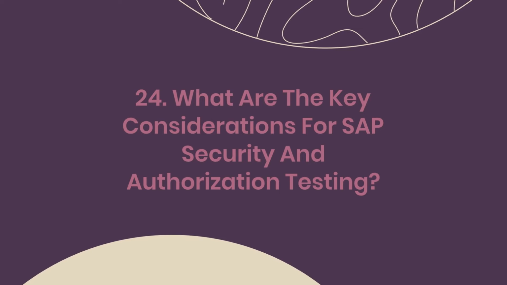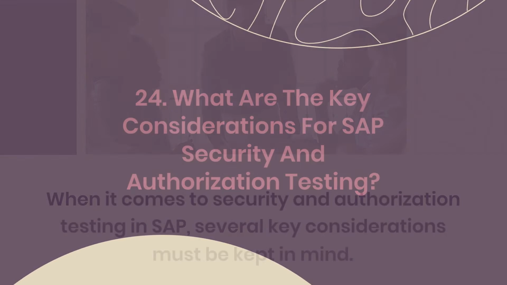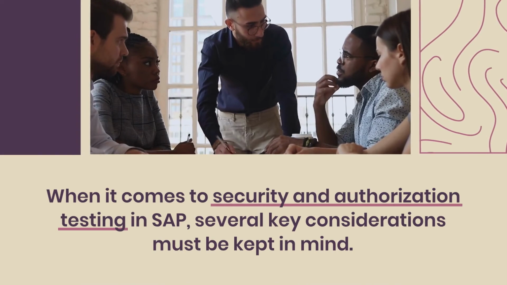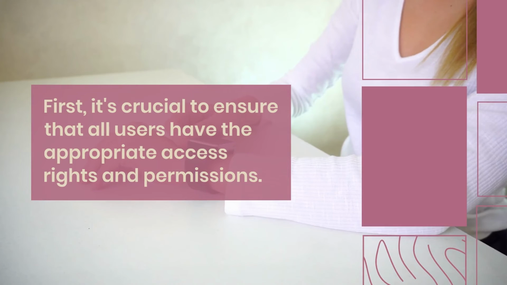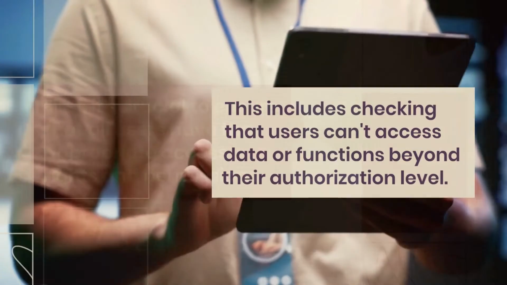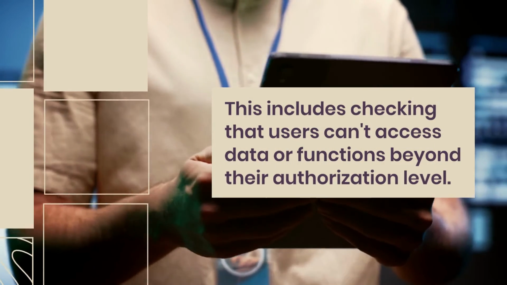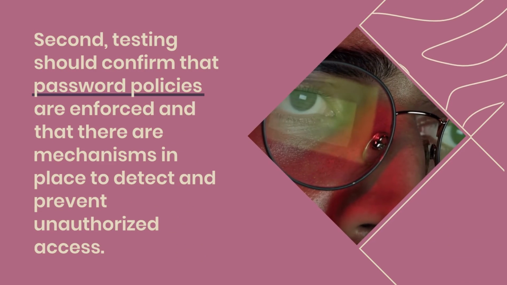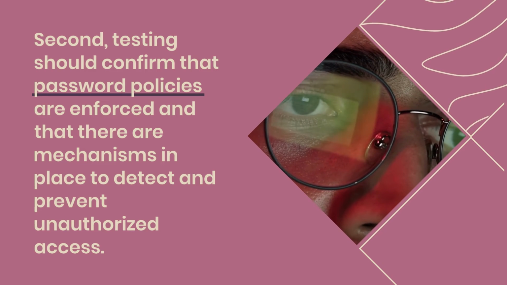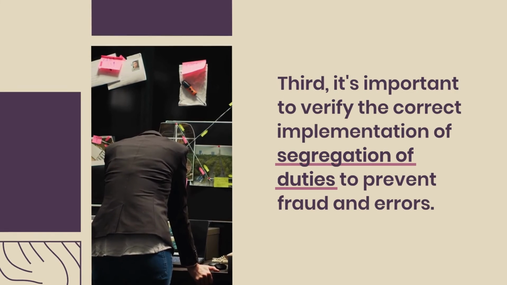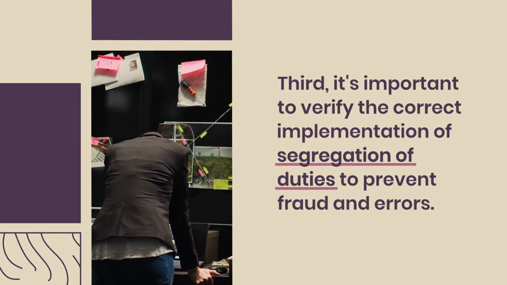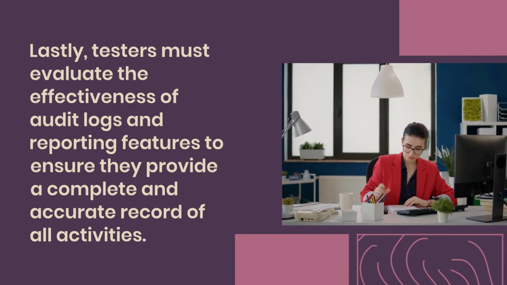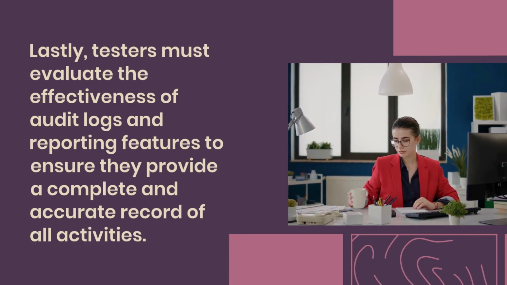24. What are the key considerations for SAP security and authorization testing? When it comes to security and authorization testing in SAP, several key considerations must be kept in mind. First, it's crucial to ensure that all users have the appropriate access rights and permissions. This includes checking that users can't access data or functions beyond their authorization level. Second, testing should confirm that password policies are enforced and that there are mechanisms in place to detect and prevent unauthorized access. Third, it's important to verify the correct implementation of segregation of duties to prevent fraud and errors. Lastly, testers must evaluate the effectiveness of audit logs and reporting features to ensure they provide a complete and accurate record of all activities.